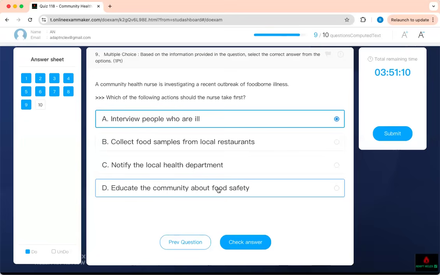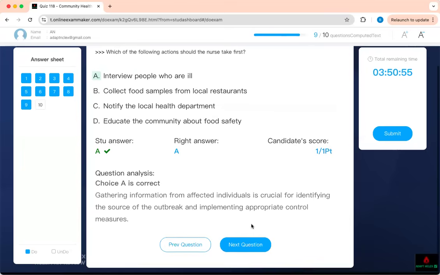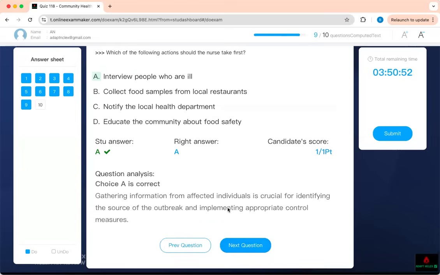Collecting food samples from a local restaurant, well, that's a broad view of it. It's not perfect. Notifying the local health department, we can do that, right? Educating the community about food safety is fine, but that is the end of it. To find the source is to talk to the people. Gathering information from affected individuals is crucial for identifying the source of the outbreak and implementing appropriate control.